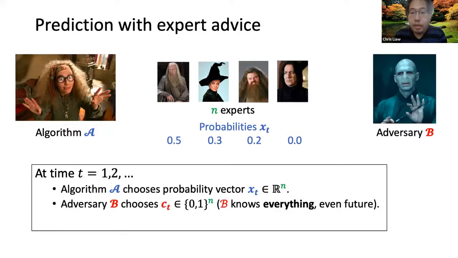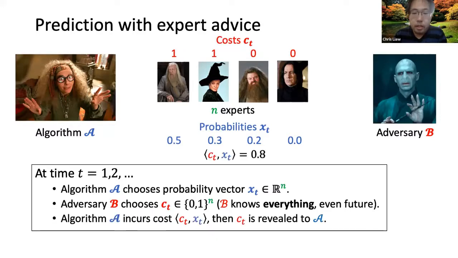And then the adversary sets the cost on each of these experts. So for example, you might set cost 1 for the first 2 experts and cost 0 for the last 2 experts. Okay, then the algorithm incurs cost, which is equal to the inner product between the cost vector and the probability vector, which in this case is equal to 0.8. And then the cost vector is revealed to the algorithm.